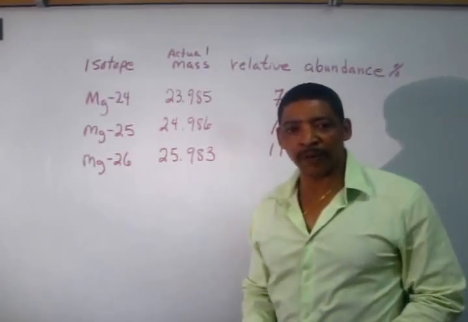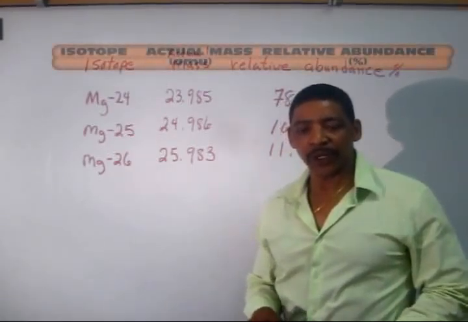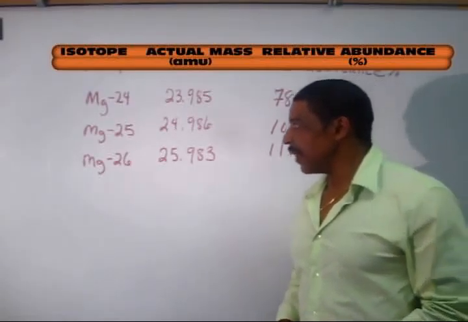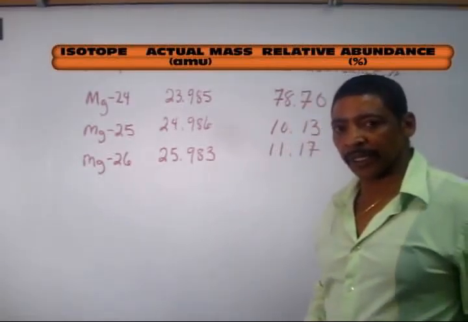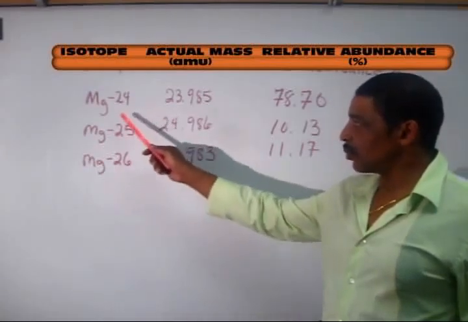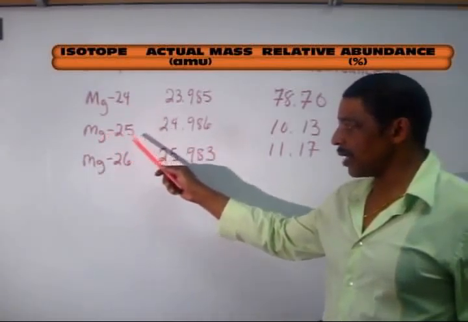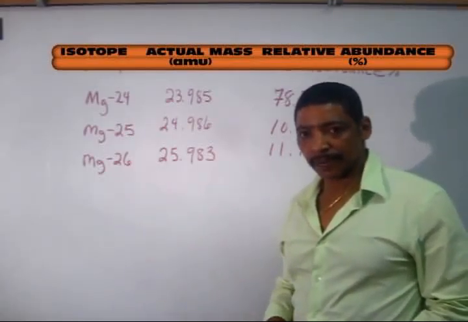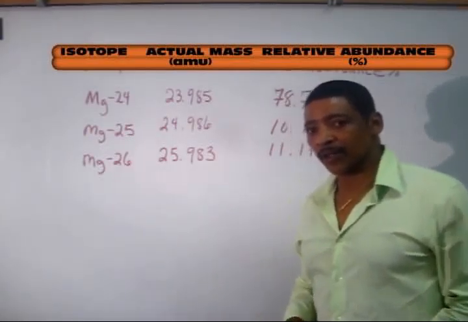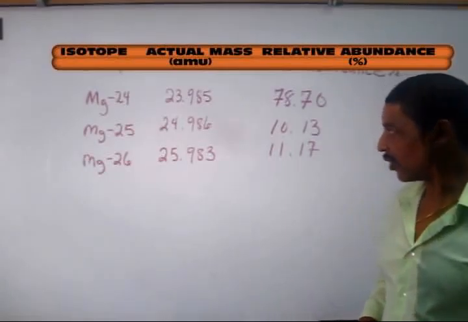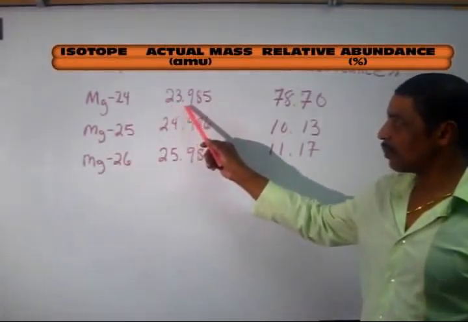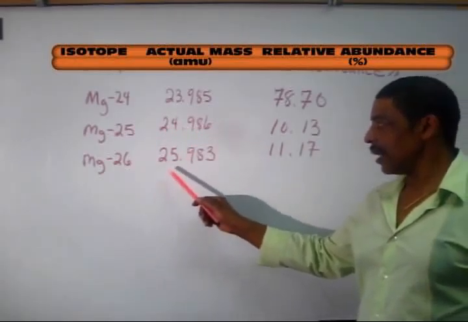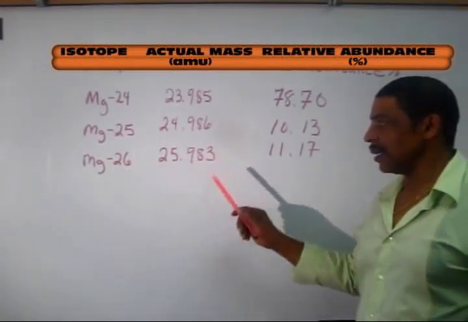Now let's apply what we've learned so far to a real-life situation. Suppose it was known that there were 3 isotopes of magnesium: magnesium 24, magnesium 25, and magnesium 26. And that the actual masses of the isotopes were 23.985, 24.986, and 25.983.